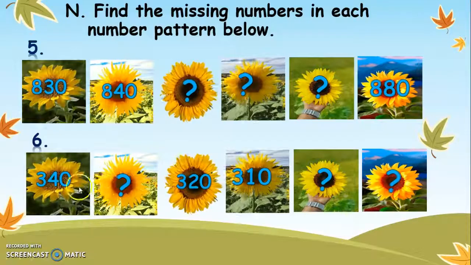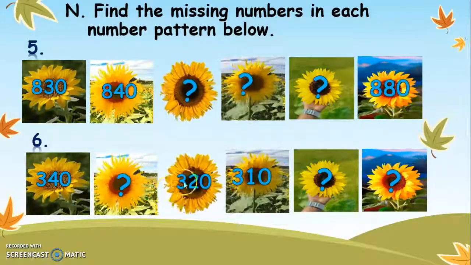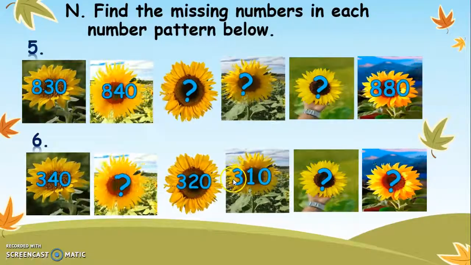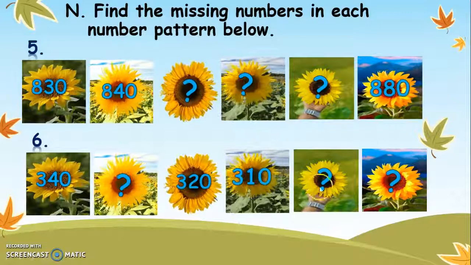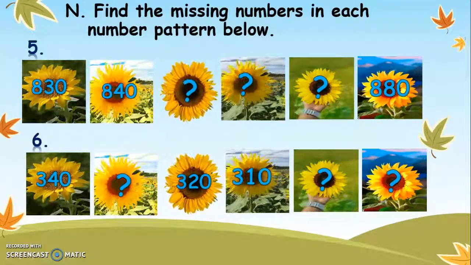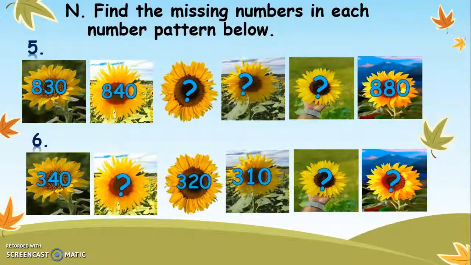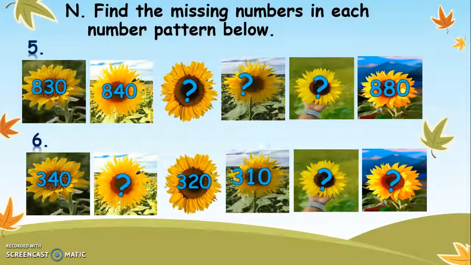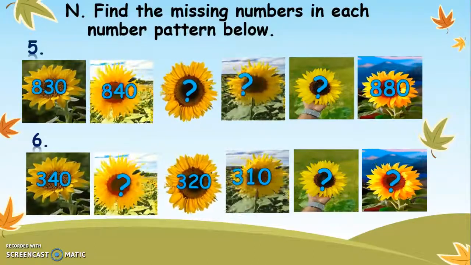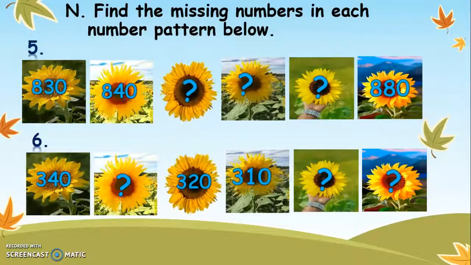Here you have 340. Next number is missing. Two numbers are given, 320 and 310. And then, the last two numbers are also missing. Try to think of your answers and what or which number pattern are you going to use. If you are ready, we can now see if you got the answers right.